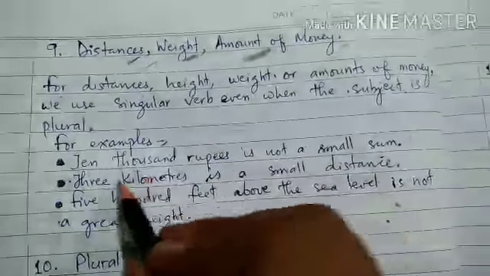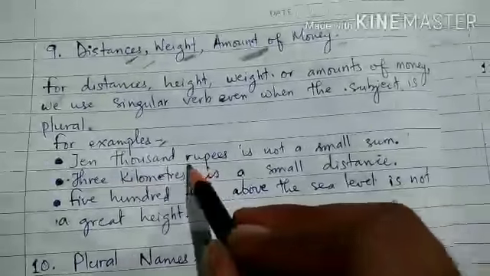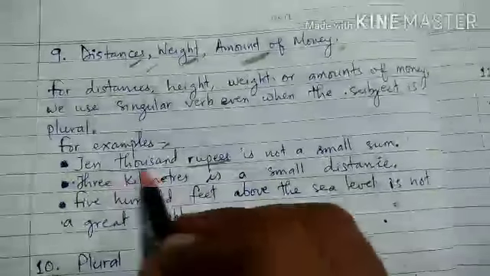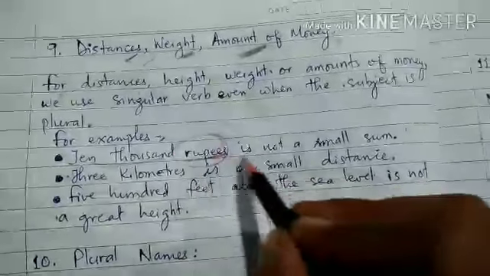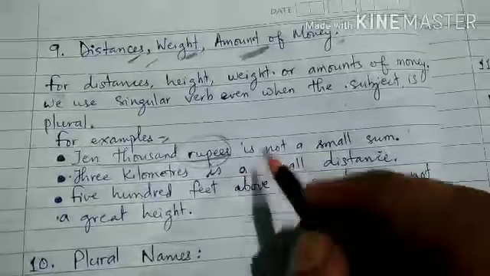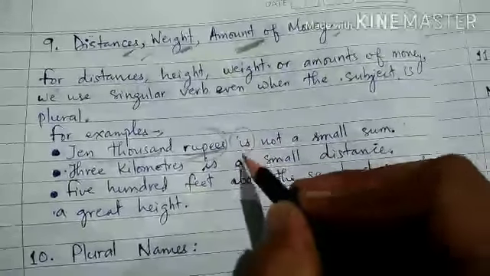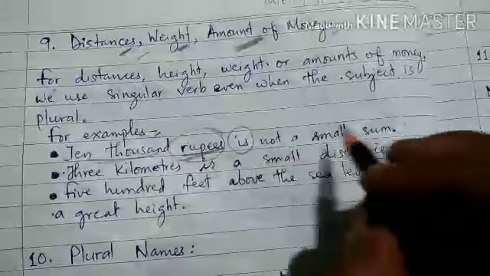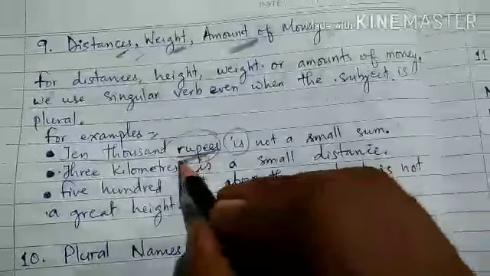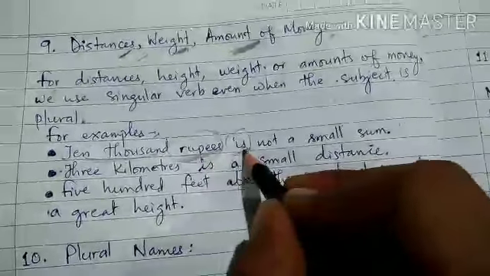Like for example, 10,000 rupees. तो यहाँ पर ये नहीं सोचना है कि rupees 10,000 तो बहुत ज़्यादा है, plural है, तो हमें plural verb use करना है. No. Here, with the amount of money, we use a singular verb. 10,000 rupees is not a small sum. So, this is the amount of money. So, with the amount of money, we use a singular verb.